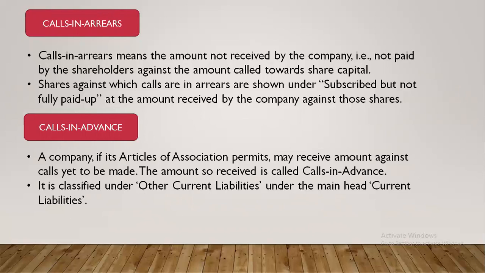Now, calls in advance. A company, if its articles of association permit, may receive amount against calls not yet made. The amount so received is called calls in advance. In the notes to accounts, it is shown under the head of current liabilities and the subhead of other current liabilities.